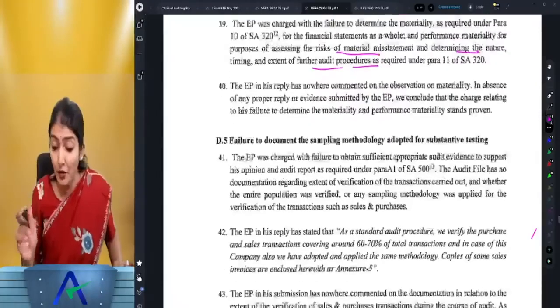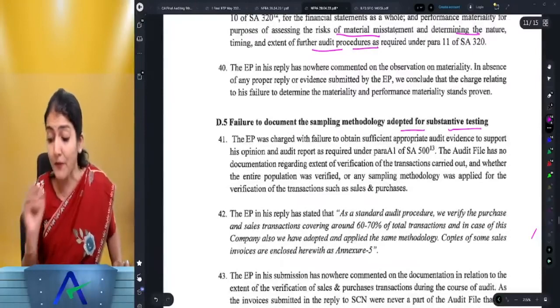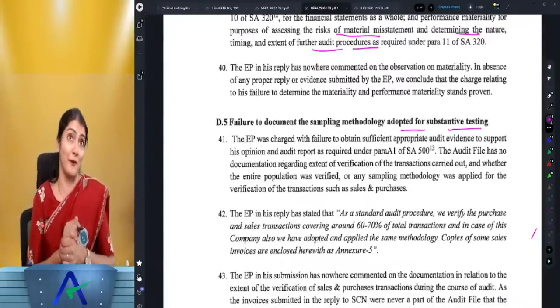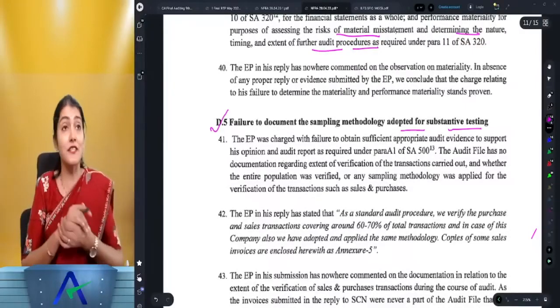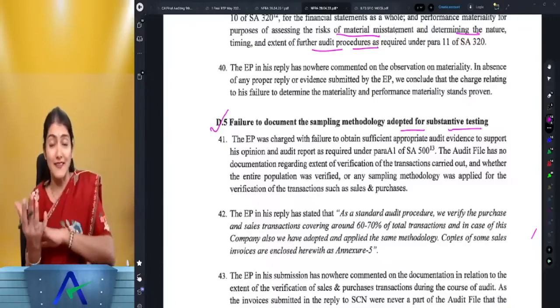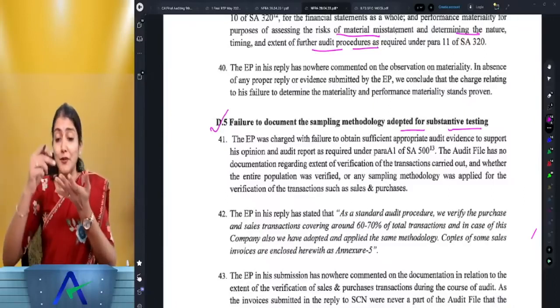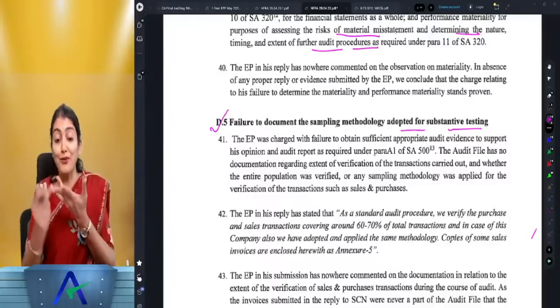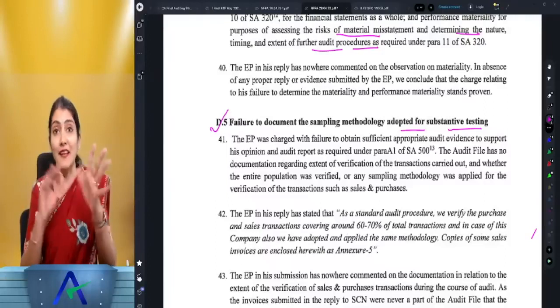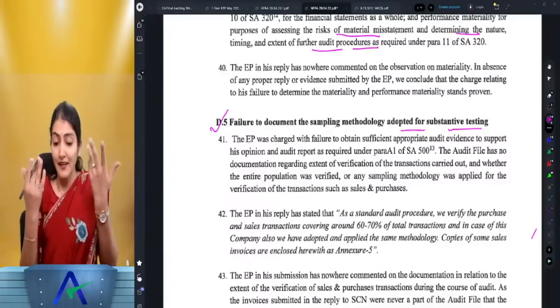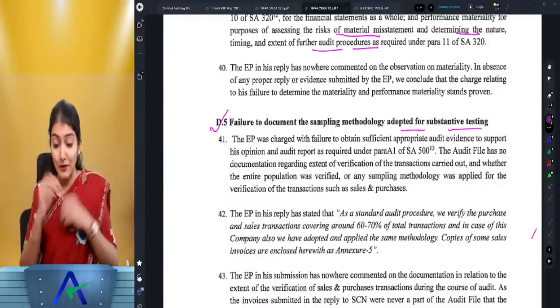Next one, failure to document the sampling methodology adopted for substantive testing. And whatever sampling methodology has been adopted, statistical, non-statistical sampling or random selection, systematic selection, monetary unit sampling, haphazard selection, block selection, nothing is documented. And there is a failure to document the sampling methodology, right?